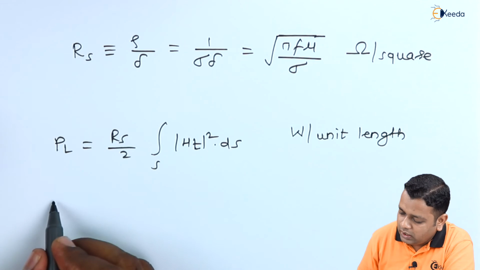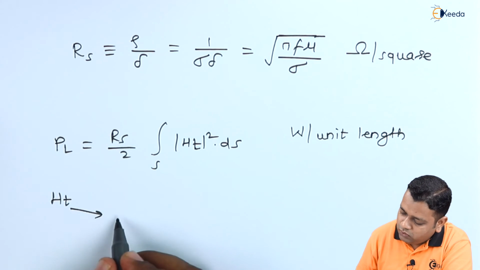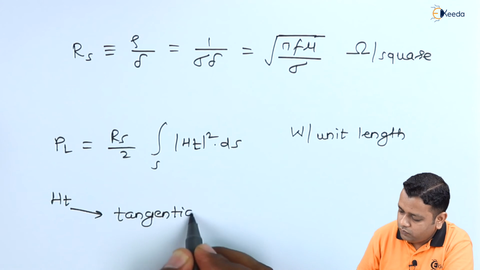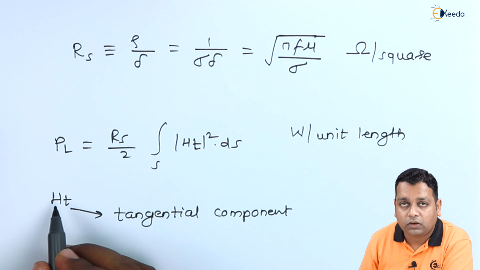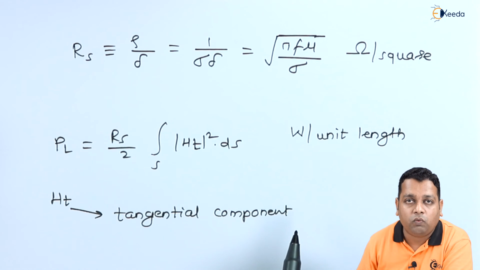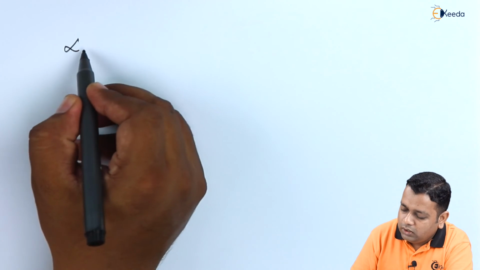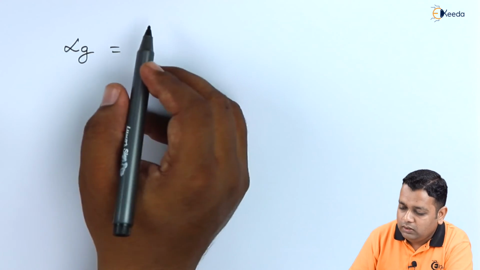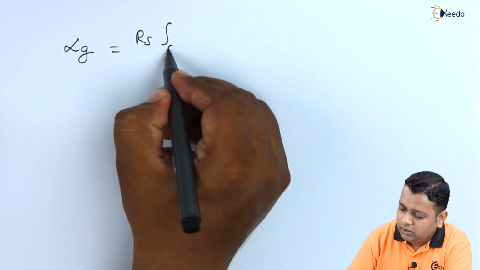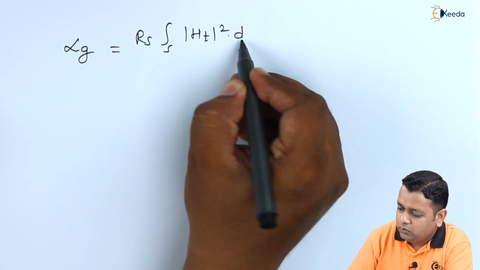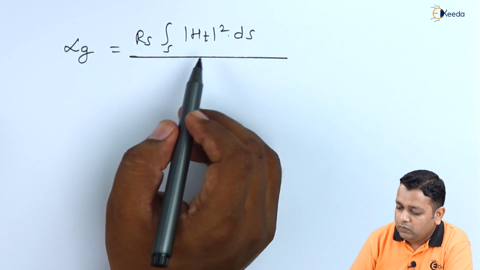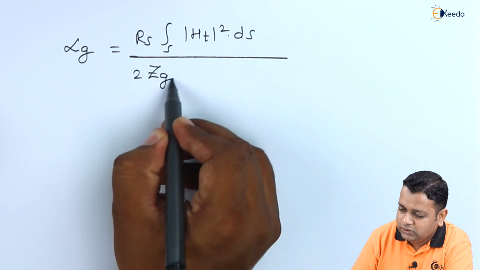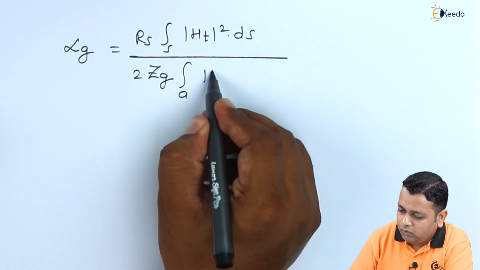Now the representation of H suffix T. H suffix T corresponds to the tangential component of the magnetic field intensity capital H, which is a vector quantity, tangential to the metallic wall of the waveguide. So with substitution from these equations, we get the attenuation constant inside the waveguide alpha suffix g in terms of the surface resistance Rs and the surface integral of mod of Ht squared into ds as the numerator, in place of PL, the power loss per unit length, divided by the denominator, which can be expressed as twice Z suffix g times the integral over the area A of mod of H squared into dA.